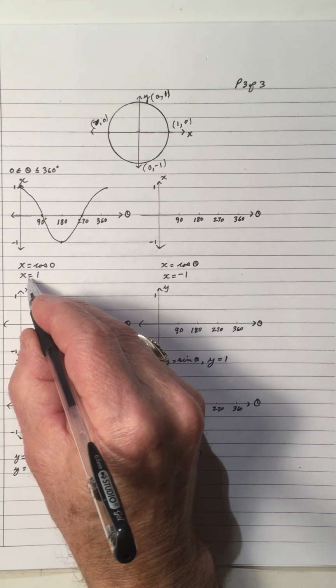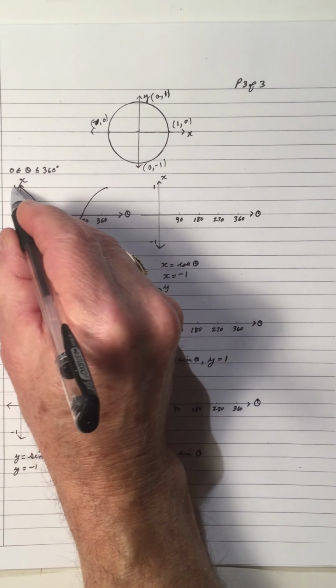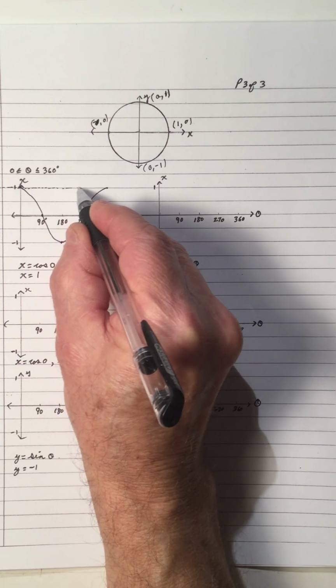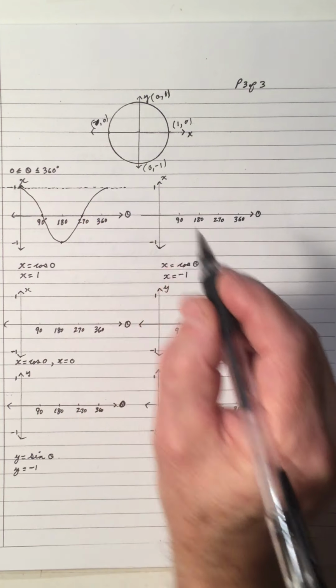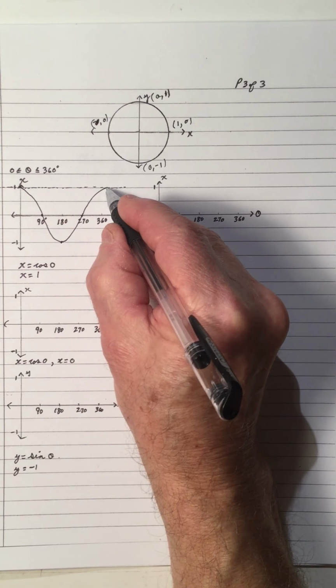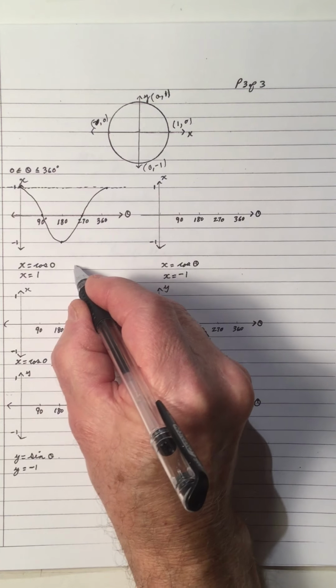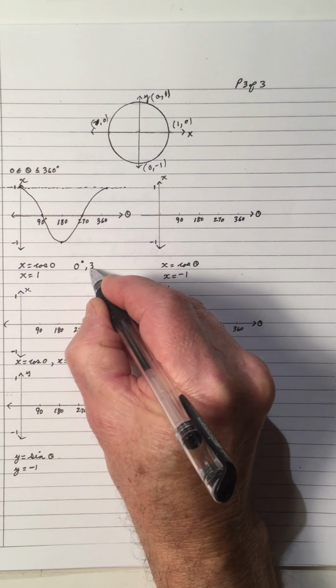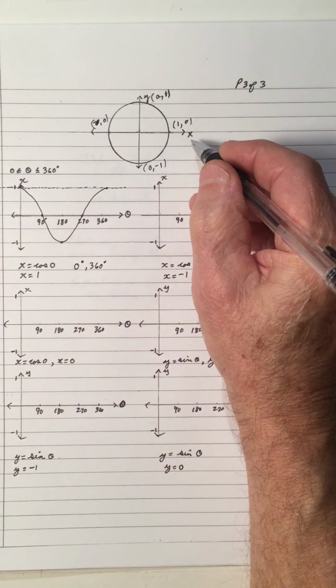Now, what about x equals 1? X equals 1 is this line going here. X is 1 always along this line. So, where would these two intersect? They intersect here and here. They intersect at 0 degrees and 360 degrees, which is what we just did.